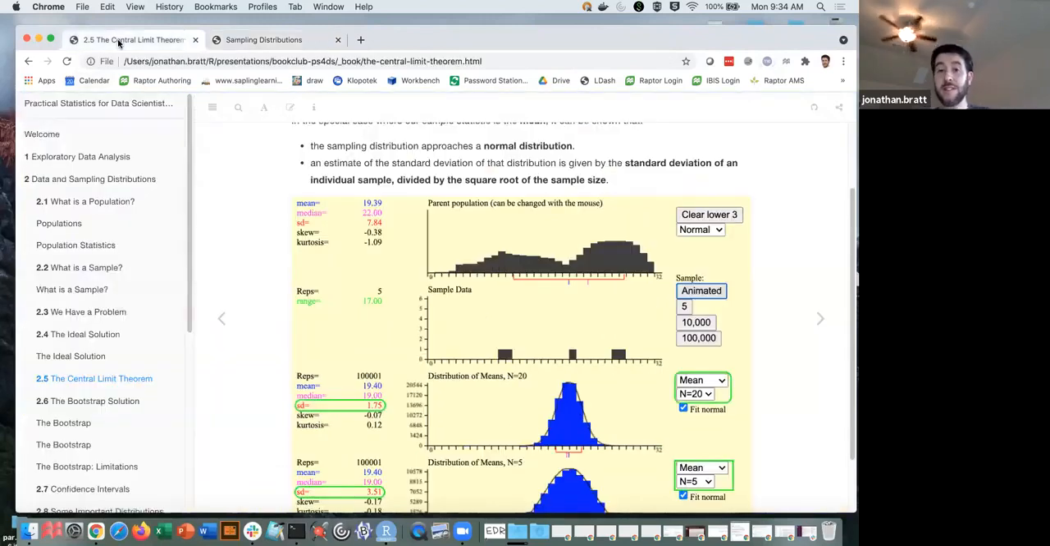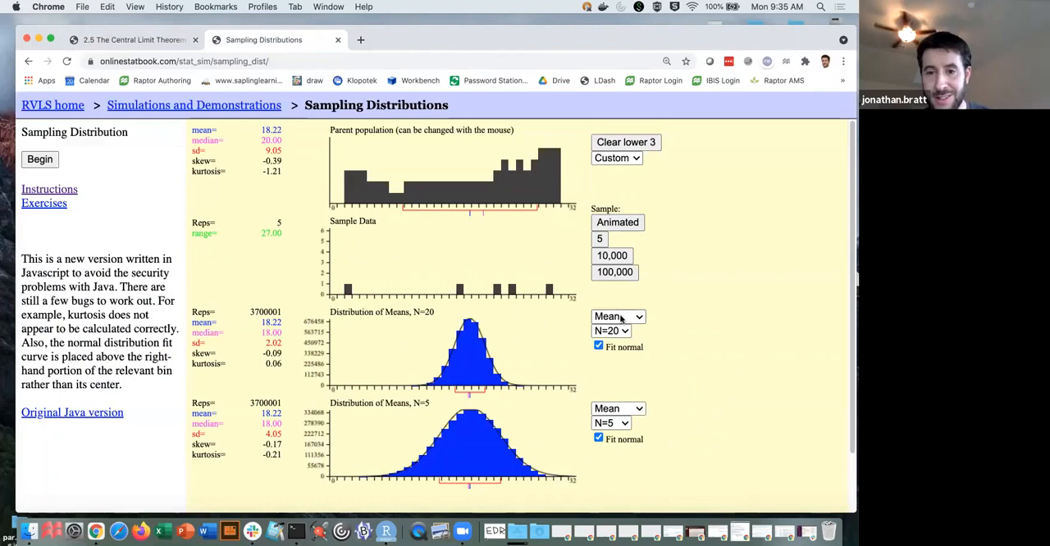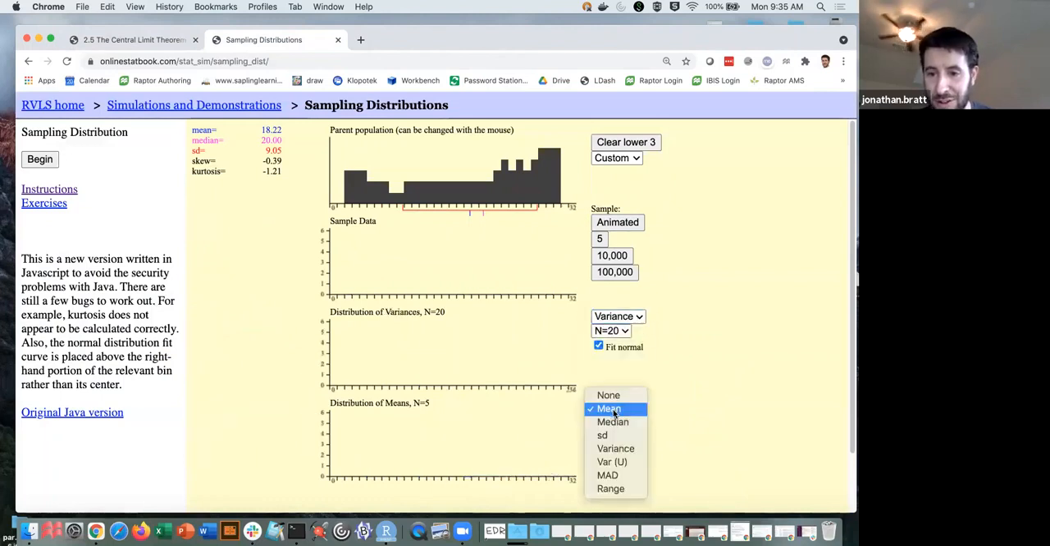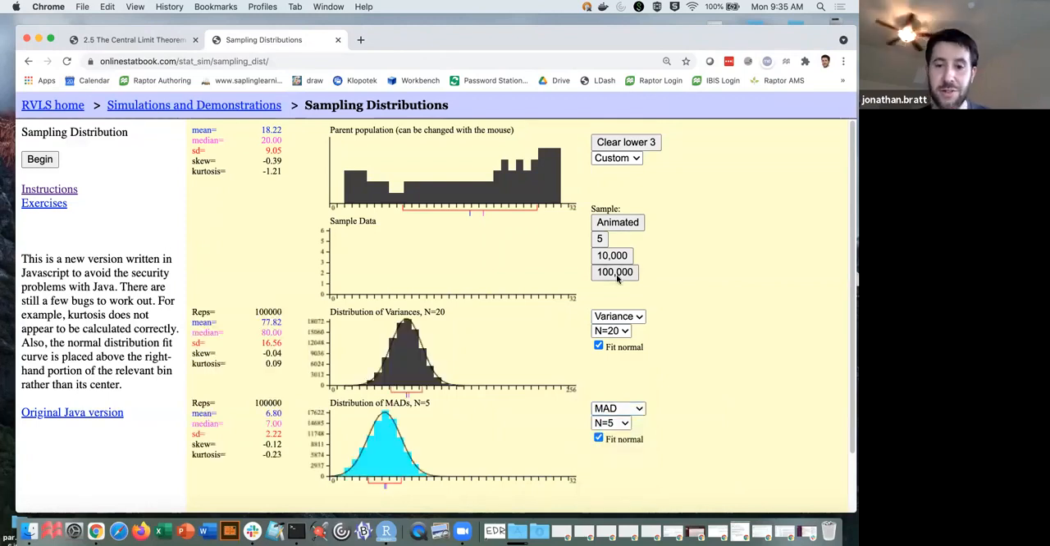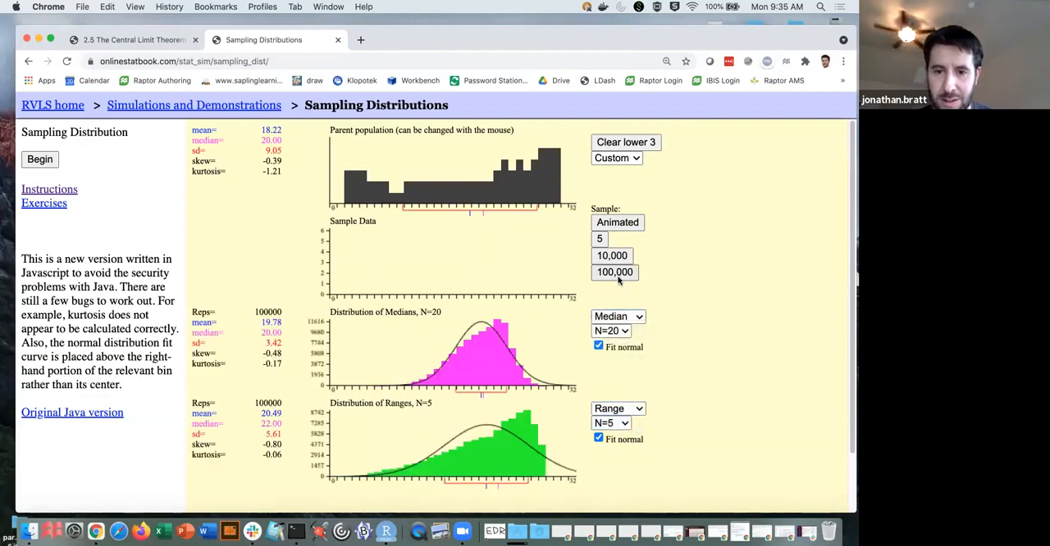But I want to emphasize, this is a special case. This is the case when the statistic I care about is the mean. The central limit theorem does not apply for other sampling statistics. If I switch this to variance and MAD, those look pretty normal actually. But in general, they won't be. I can come up with the median, and we already saw range right here. Those are definitely not normal. So the central limit theorem is specifically about mean statistics.